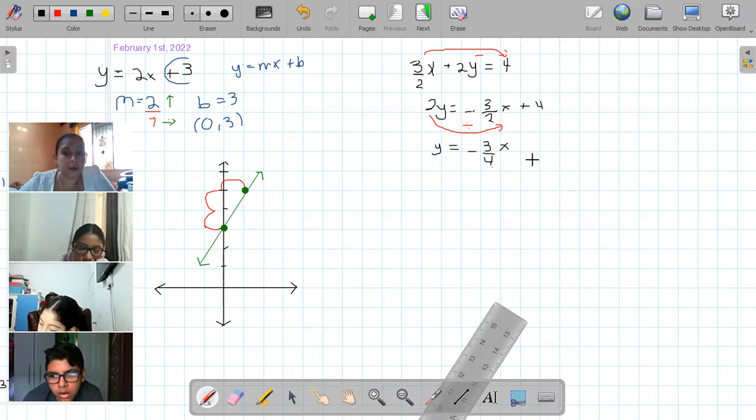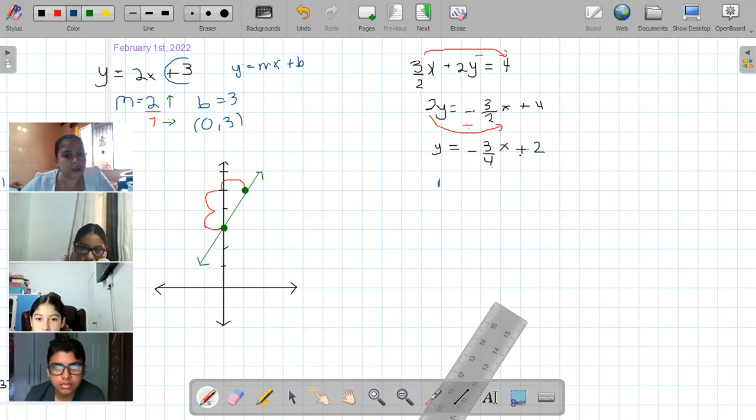Yeah, it's properly done. And we're going to divide 4 by 2. And we can do it mentally. How much is 4 divided by 2? 2. Very good. Now, do we have the slope-intercept form equation in here? Yeah, variables completely alone. I got a number with the x and I got a constant.